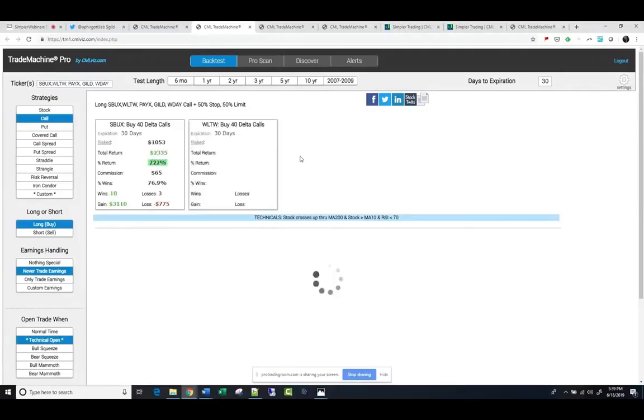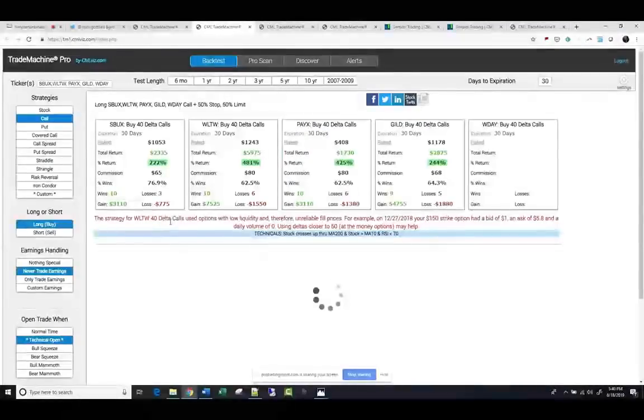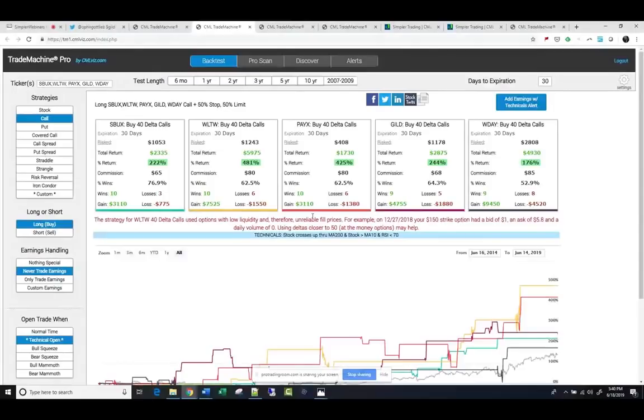And we're going to get a warning message for one of these. Just let it go through. So it tells us the strategy for WTW has low liquidity and unreliable prices. Well, that's another reason not to do a trade. If the option market is too wide, I'm not going to do that trade. I don't care what the backtest tells me. So I'm taking WTW out. That one gets nixed. All right.